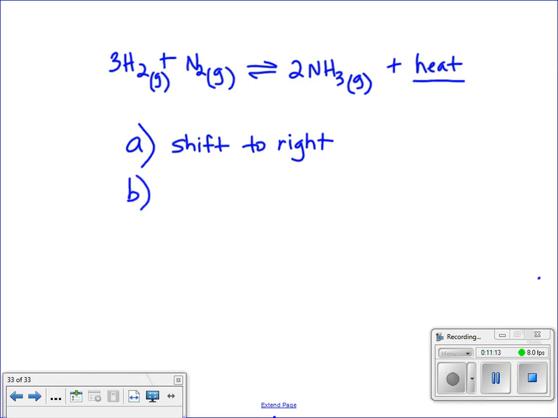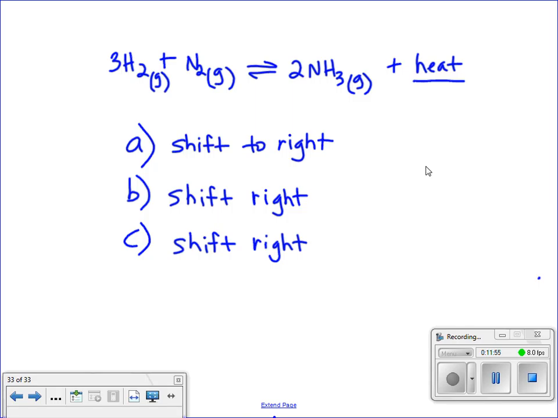B, if the concentration of hydrogen is increased, the reaction shifts in which direction? Well, if I increase hydrogen, it is going to shift right. Okay, because if I increase a reactant to counteract that effect, it's going to shift to the other side, to the product side. And letter C, decrease in temperature. So I'm removing heat from the product side, which is going to cause a shift in equilibrium to the right to reestablish that heat. So this is a shift right as well.